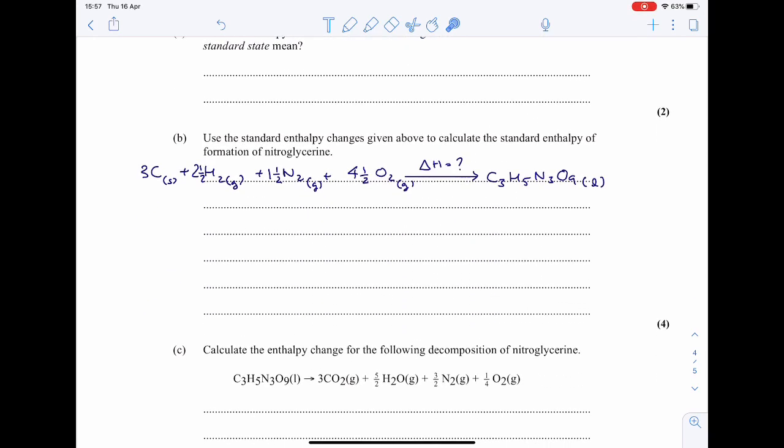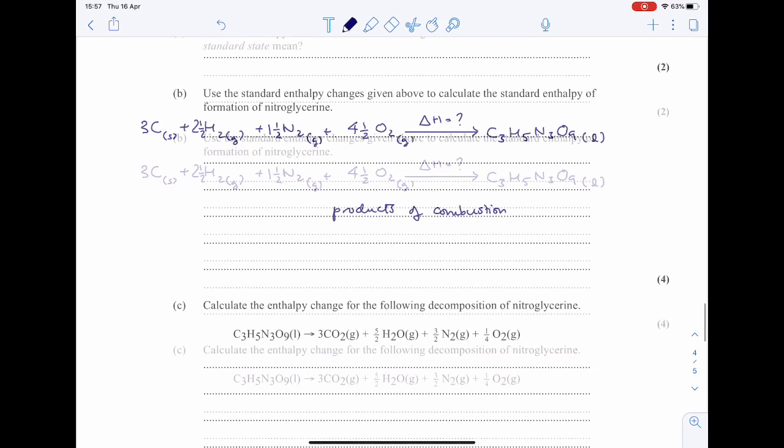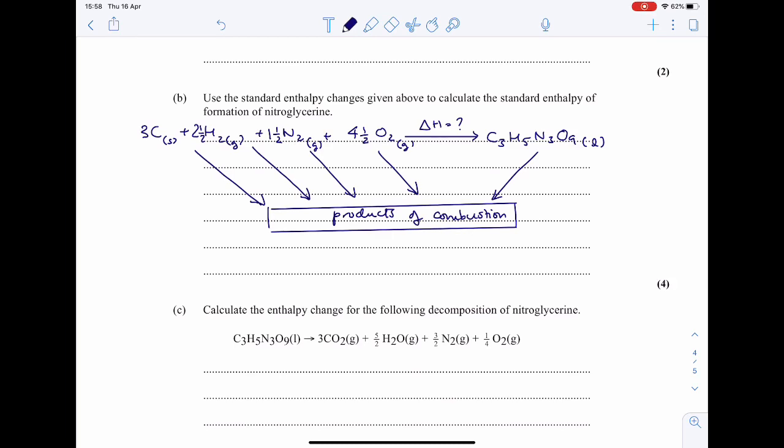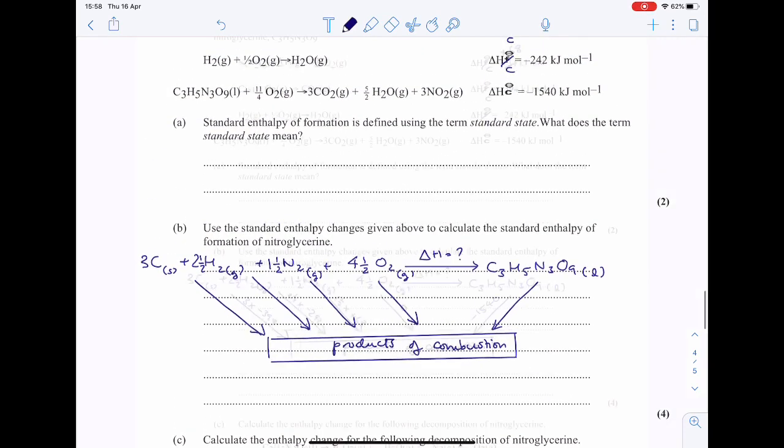So I must draw the cycle in the exam to get all the marks. So I'm going to draw the products of combustion underneath these substances, and I'm going to draw arrows pointing towards the products of combustion, because when I burn these things here, I produce the products of combustion, so whether it's carbon dioxide, steam, or nitrogen dioxide. So I'm going to draw the arrows from these to the products of combustion. So I'm going to put the values in from the table above. So those are my values.